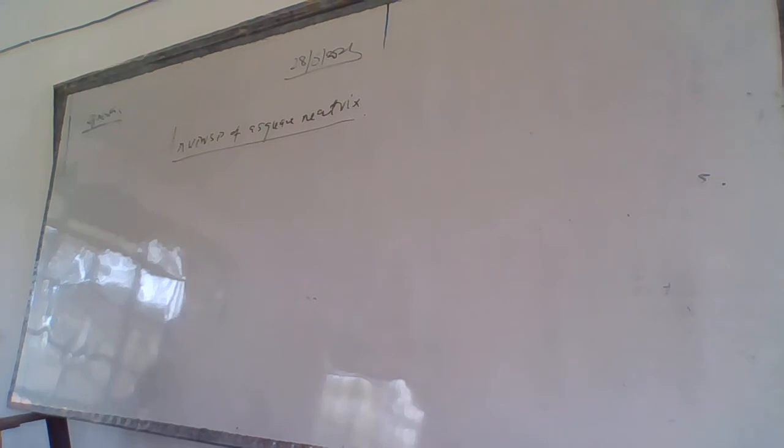Inverse of a square matrix. So we have this to say: the adjoint of a square matrix is important since it enables us to find the inverse of the matrix.